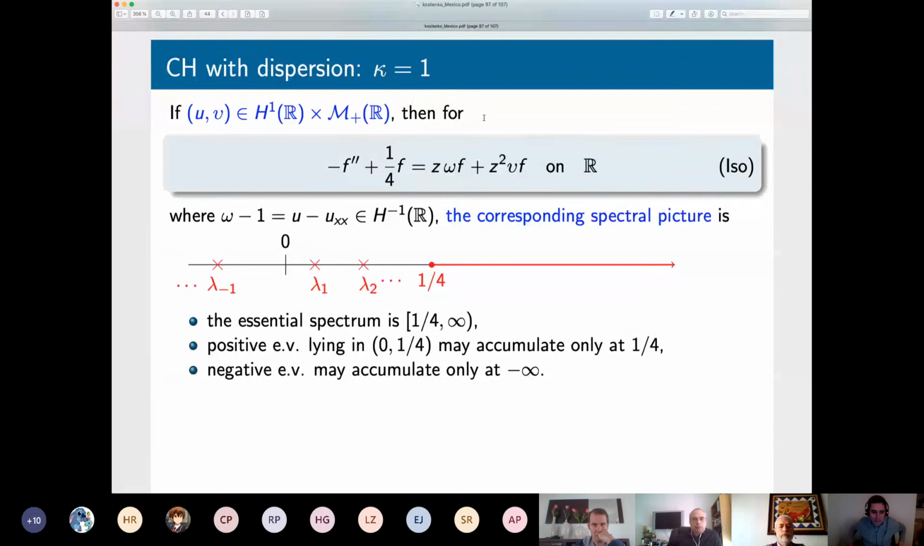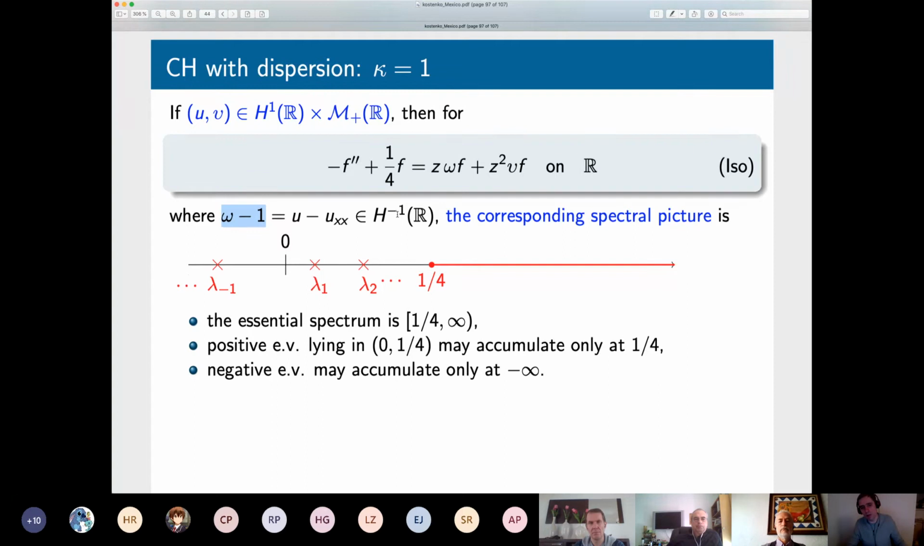This is now actually work in progress, and this case is definitely very far from being well understood. So if we take, for simplicity, kappa equal to one, because it's just scaling and nothing else, this simplifies our spectral picture. The only difference to the previous slide is that omega minus one now belongs to H minus one.